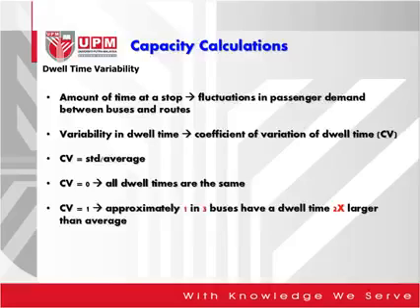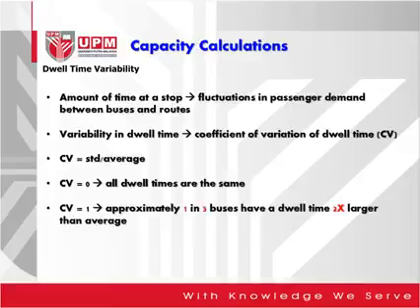Next, dwell time variability. Dwell time is not a constant value. Sometimes it can be lower than the average, sometimes it will be greater than the average. That's why there is a variation in dwell time. So we use the coefficient of variation, which we call CV, to measure the variability in dwell times. CV is equal to the standard deviation divided by the average.